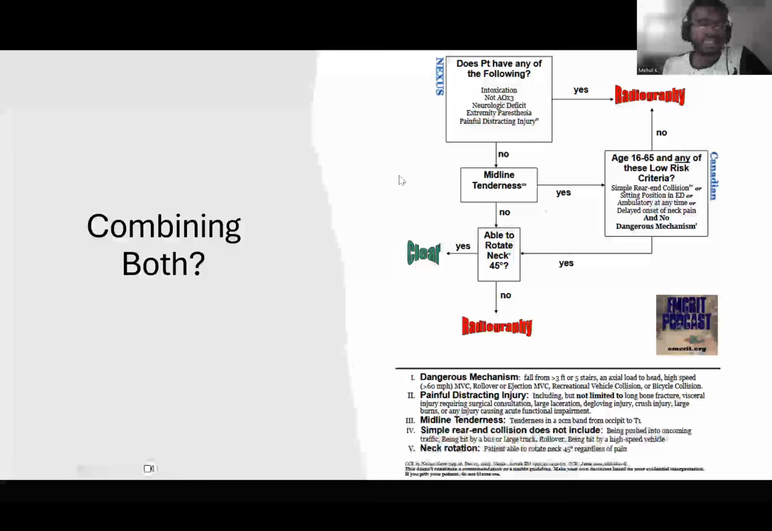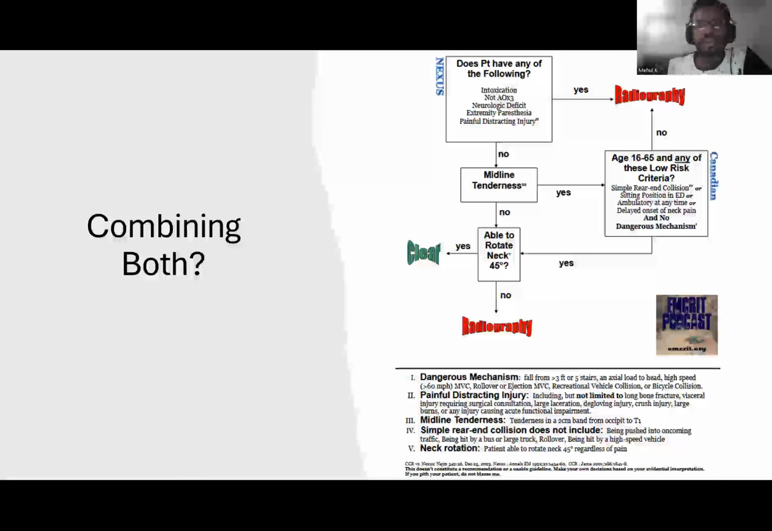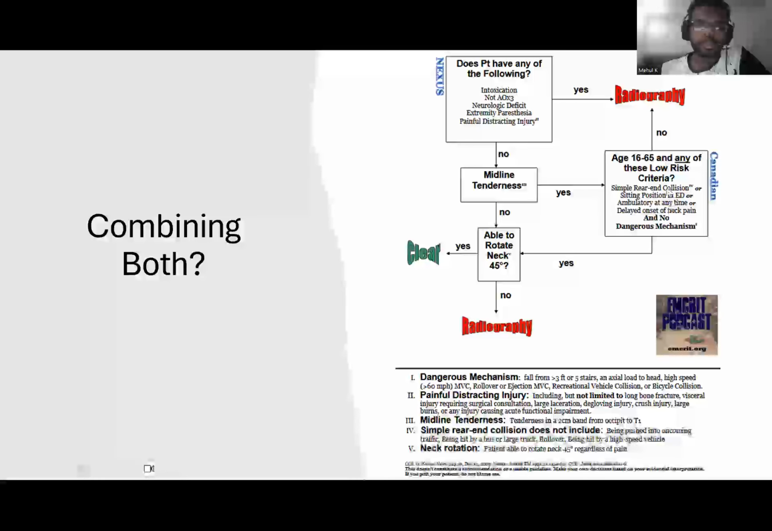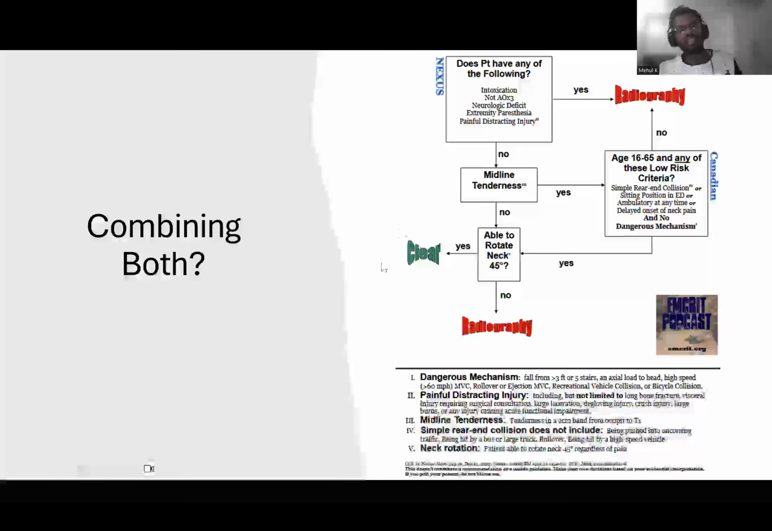The problem, he feels, is that midline tenderness can be minor, due to minor trauma as well. So if you are having midline tenderness, then you look for any of the low risk criteria that we mentioned. And this is only applicable if you have no dangerous mechanism. So if low risk criteria are present and no dangerous mechanism, then you go for the neck rotation, and if that is normal, then the patient is cleared.